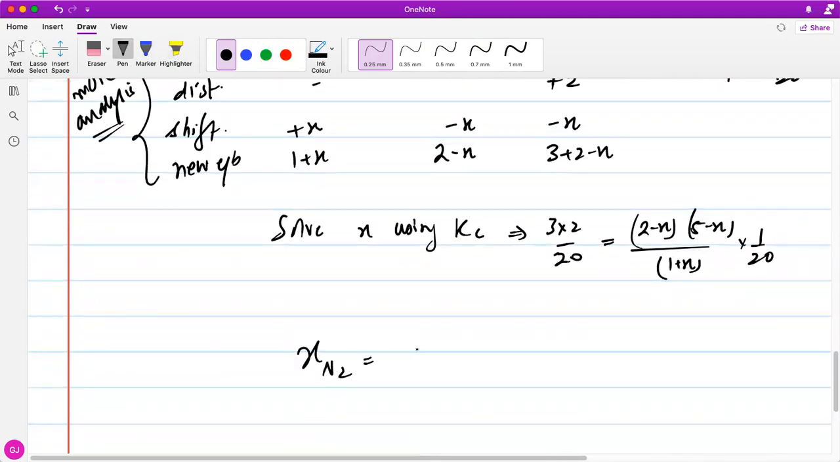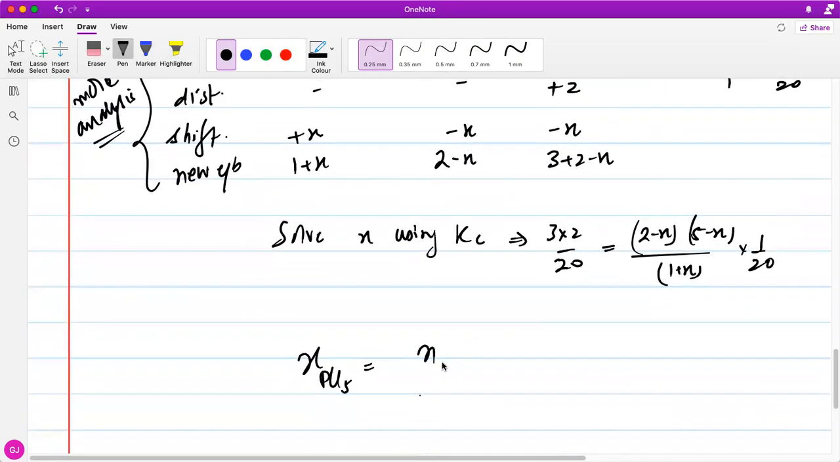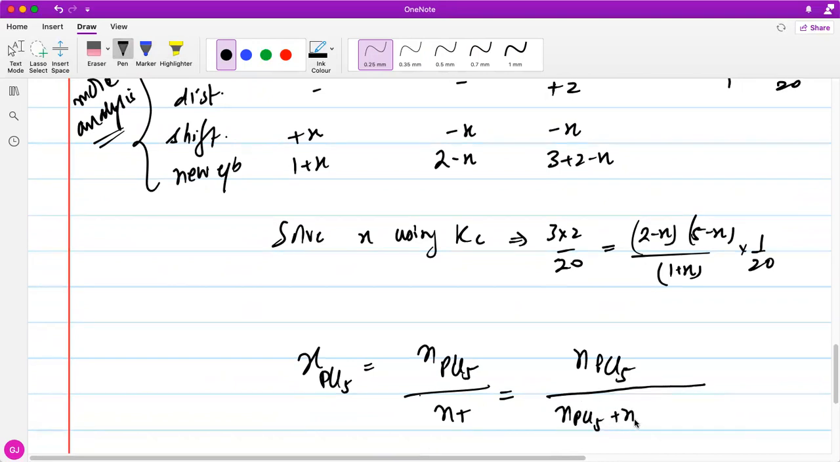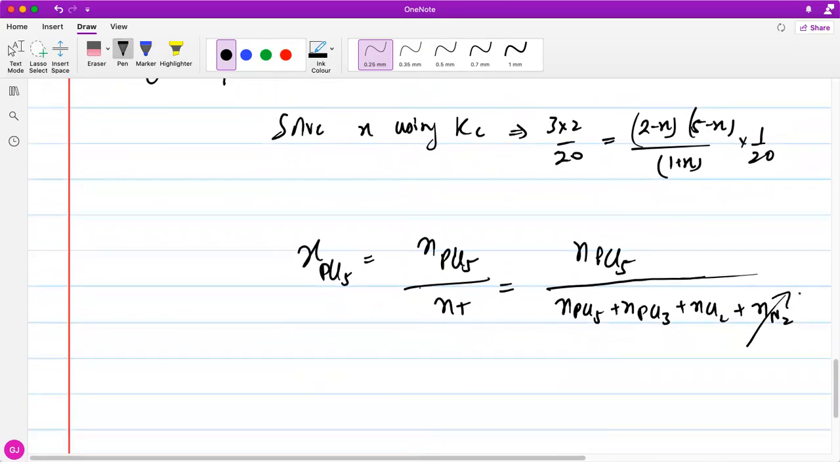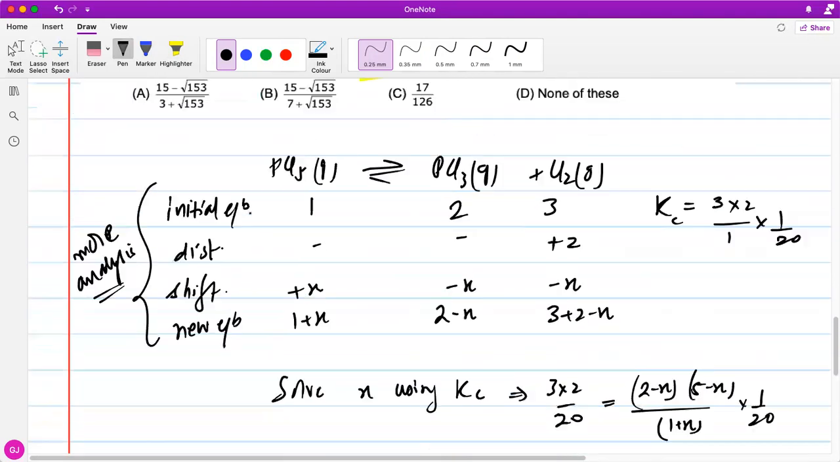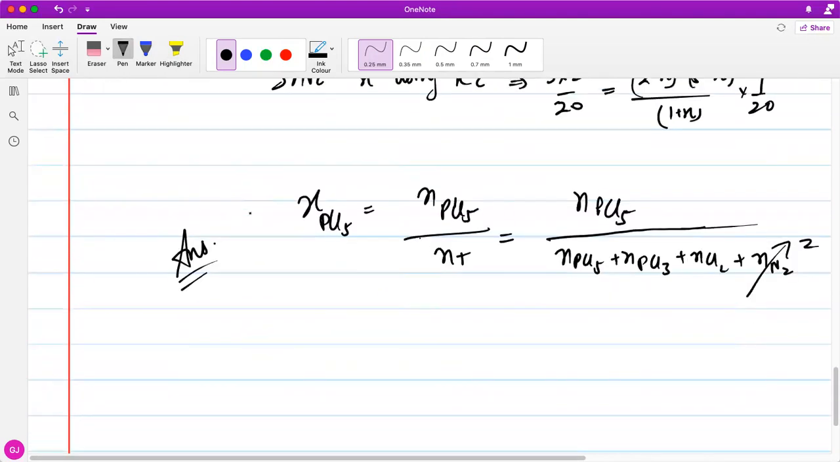Mole fraction of N2 will be moles of N2 upon, we are not being asked mole fraction of N2, we are being asked the mole fraction of PCl5, right? Yeah, PCl5 will be moles of PCl5 upon total moles, and this is where the N2 rule will come, because the total moles are going to be moles of PCl5 plus moles of PCl3 plus moles of Cl2 plus moles of N2 as well, right? The 2 moles that were added, right? So this is going to be our answer. Again, not solving till the end. I'm sure you will get the gist of it.